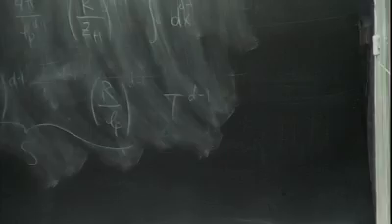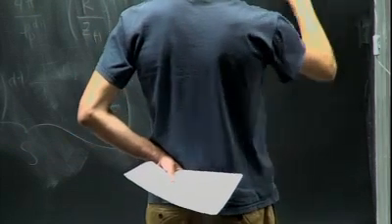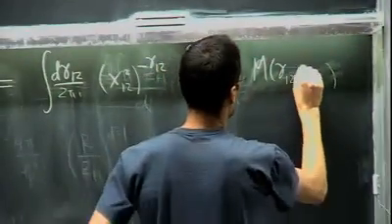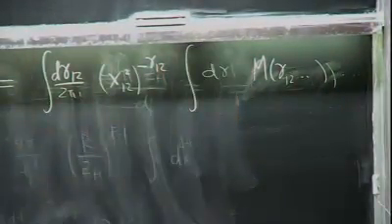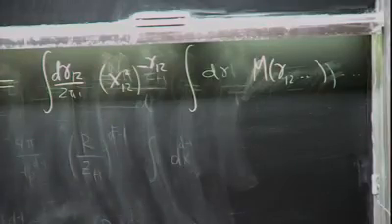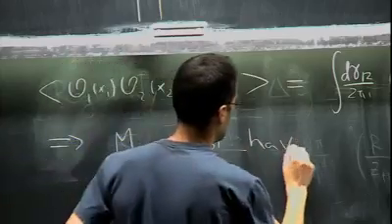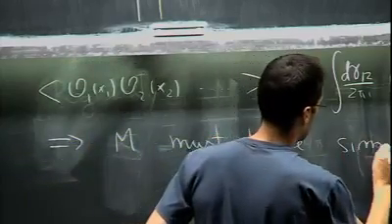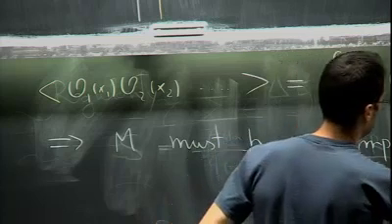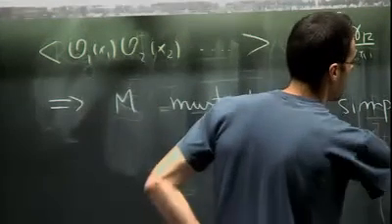You have to have a pole, and you have to have a simple pole, right? So in particular, the Mellin amplitude that was here, right? So M must have a simple pole. So let's do it.